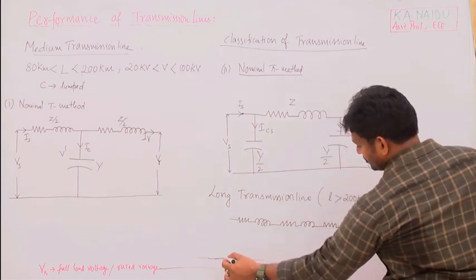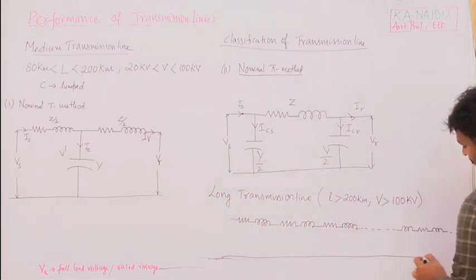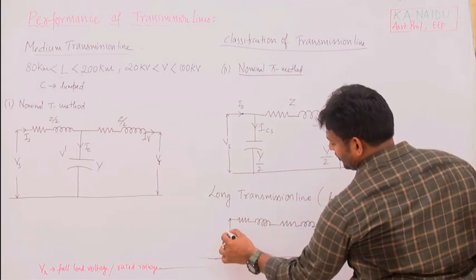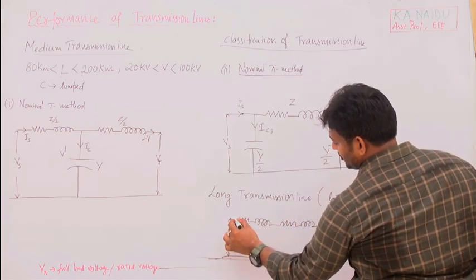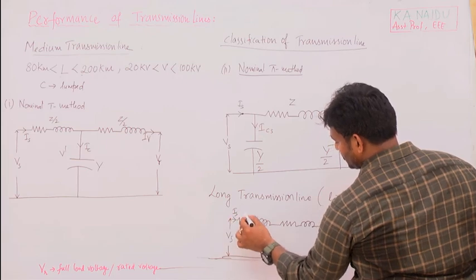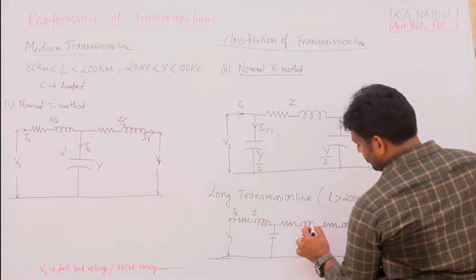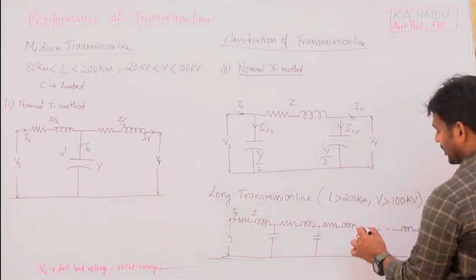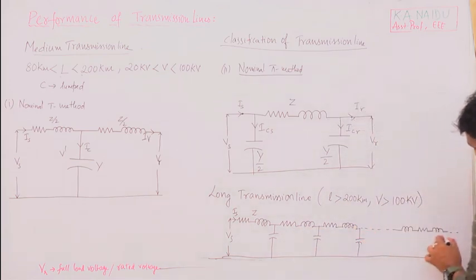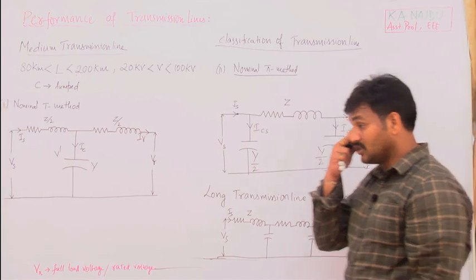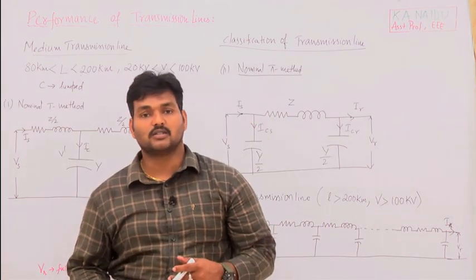So here you can take, this is the sending end voltage Vs, this is sending end current Is, this is an impedance Z. So all the shunt parameters also like capacitance, they are distributed throughout the length of the conductor. This is receiving end current IR. Okay. So this is how the transmission lines are classified.